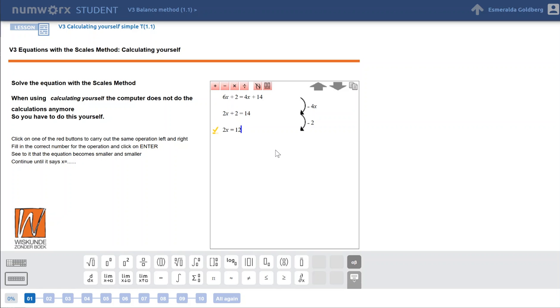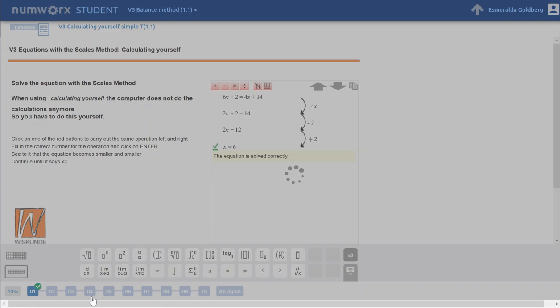And now we are ready for the last step. And the last step is, like I earlier said, always divide by whatever is in front of x. So in this case, easy, divide by 2. If 2 times x is 12, then x has to be 6. That's the solution to the first equation. Moving on to exercise 4 then.